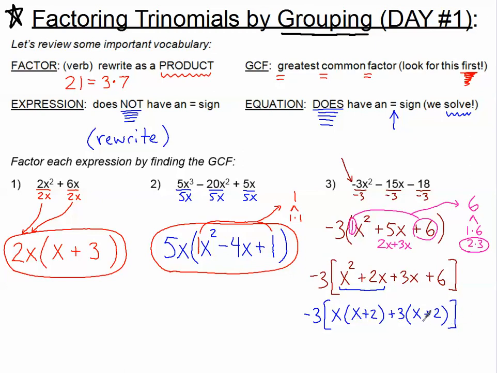I know that I'm correct because I have the same set of parentheses. So I can go straight to my answer. Don't forget that the negative 3 is always out here, and it's going to remain. I got my factor of x plus 2, and then I've got my factor of x plus 3.